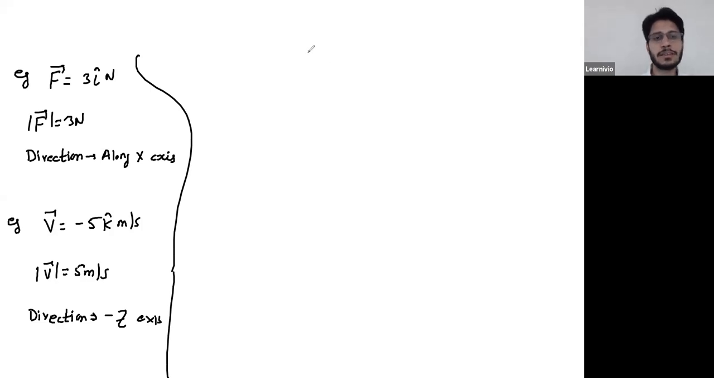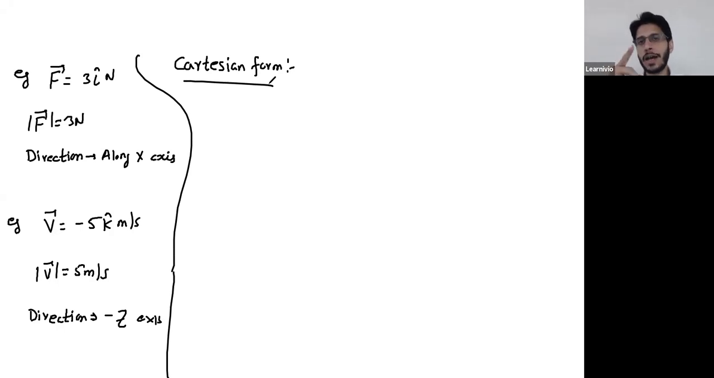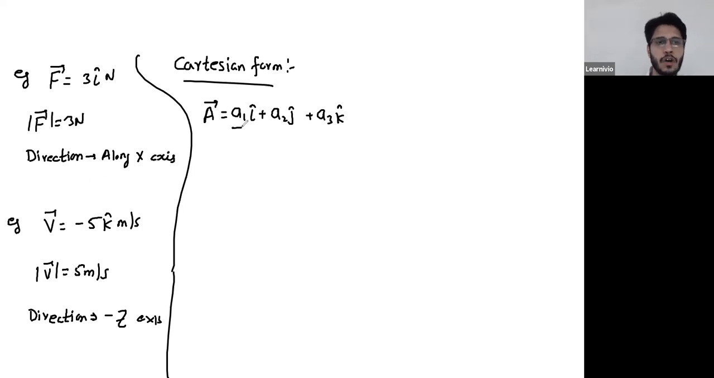Okay. The next is a representation of vector. The next is one form, which is known as Cartesian form. In Cartesian form, we represent direction using I cap, j cap, and k cap unit vector. If I write your vector A, it's A1 I cap plus A2 j cap plus A3 k cap. So this particular form is known as Cartesian form. Here A1 I cap, A2 j cap, A3 k cap means that magnitude of vector along x-axis is A1. Magnitude of vector along y-axis is A2. Along z-axis, its magnitude is A3.